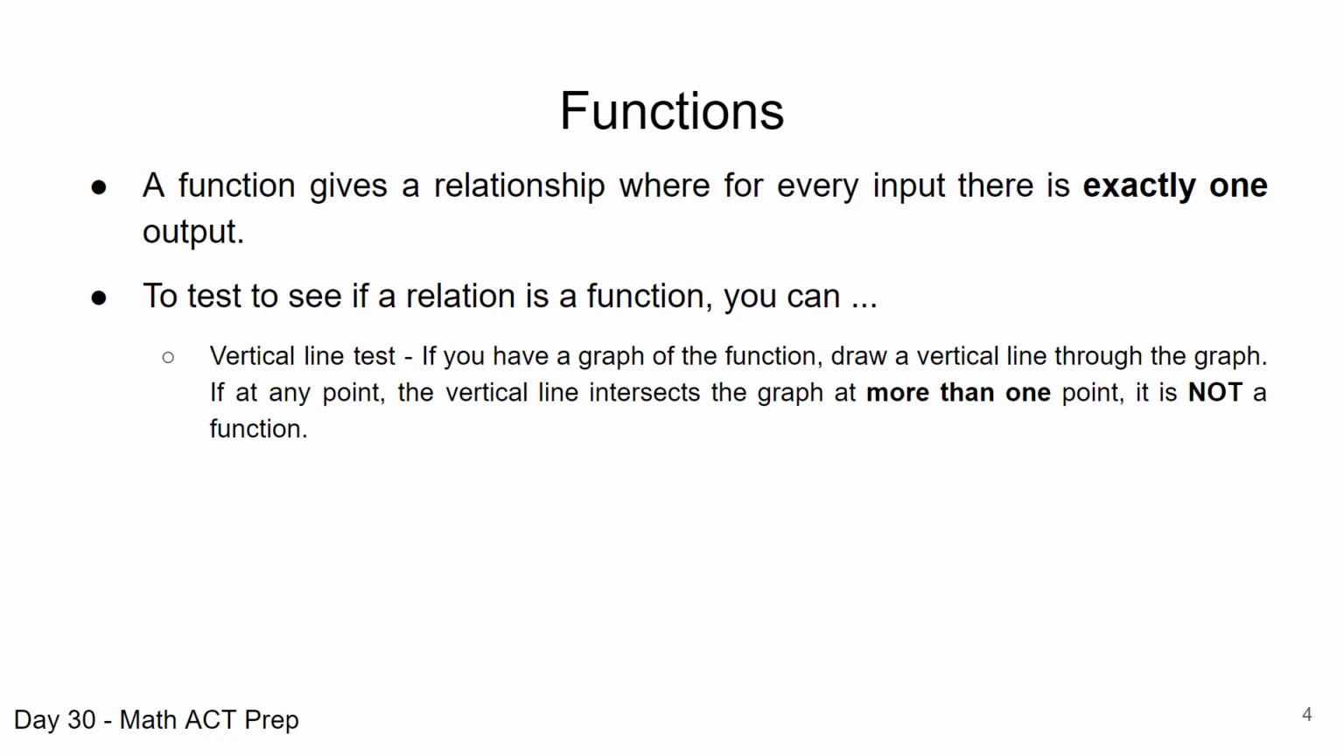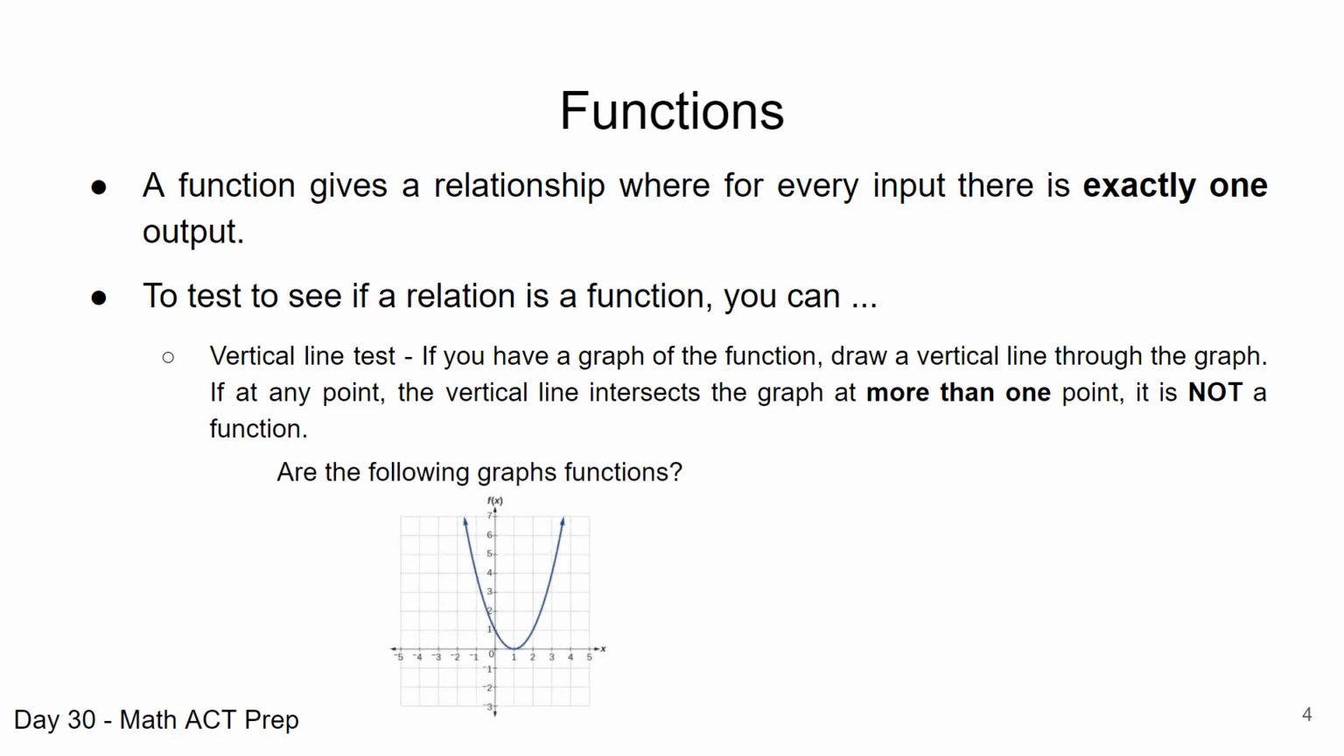And we can use this if we have a graph of the function. What we're going to do is take that graph of the function and draw a vertical line through the graph, and if the vertical line only intersects the graph at one point, that is a function. If when you draw a vertical line, you can intersect the graph at more than one point, that is not a function. So let's look at an example of a couple of graphs.